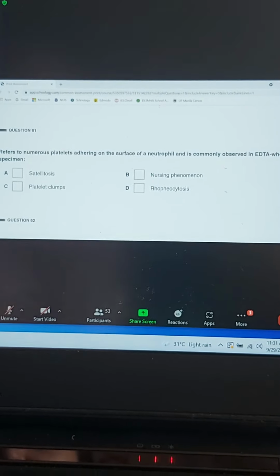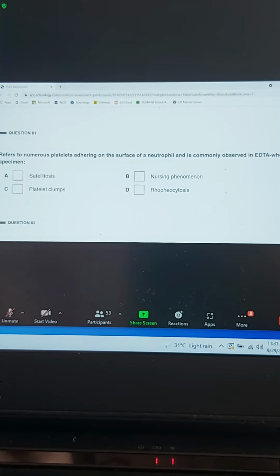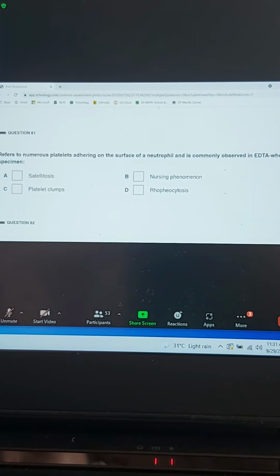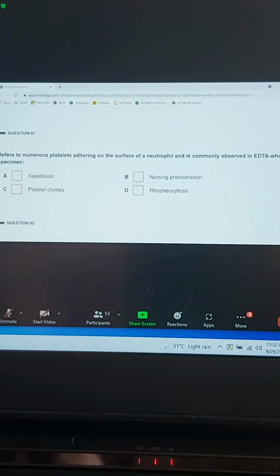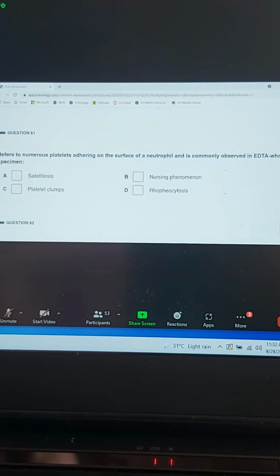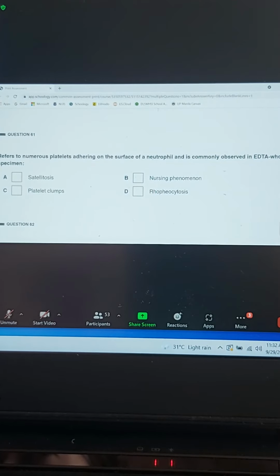Okay. So, rofeocytosis is also known as the nursing phenomenon. Huwag kakalimutan, ang rofeocytosis is a type of pinocytosis. Alam niyo yung pinocytosis? Di ba may phagocytosis tayo? Meron ding pinocytosis. Ano yung pinocytosis? Cell drinking. Okay, so para siyang cell drinking, no?